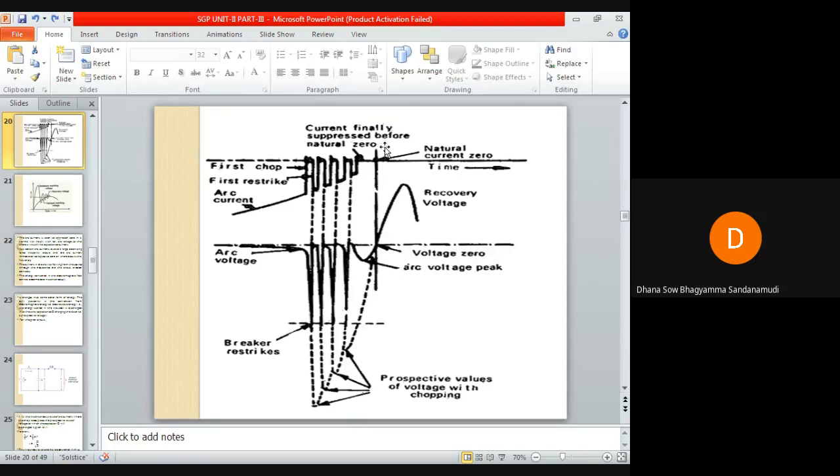At last, after the natural current zero, the recovery voltage, meaning the normal frequency voltage, will appear across the circuit breaker contacts. In order to overcome this, usually a resistance is connected across the circuit breaker contacts. Resistance switching is used to overcome the problem of current chopping. So let us discuss the next topic.